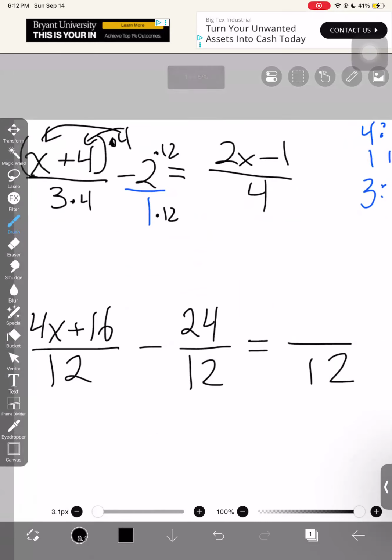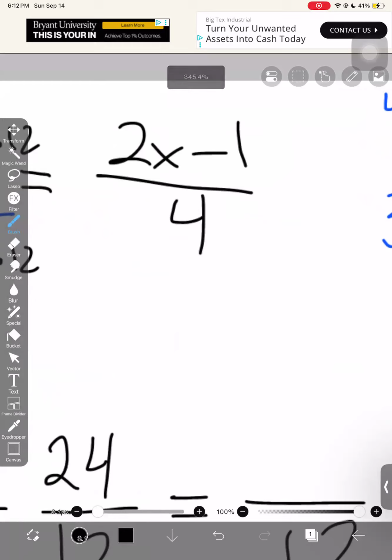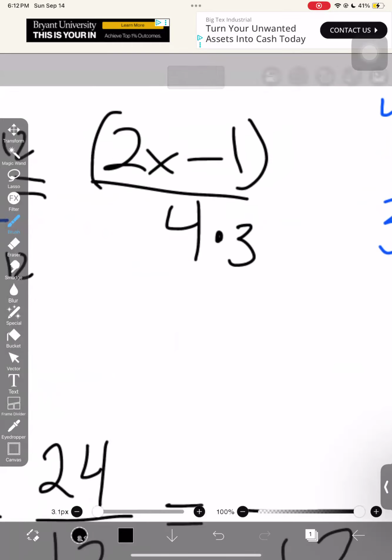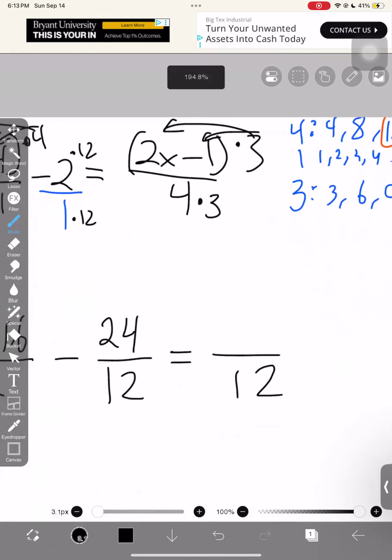All right. And then what do I have to do to multiply 4 to get to 12? Well, I had to multiply it by 3. And then whatever I do to the bottom, I must do to the top. And that means I'm going to multiply by 3. We distribute, and I get 6x minus 3. All right.